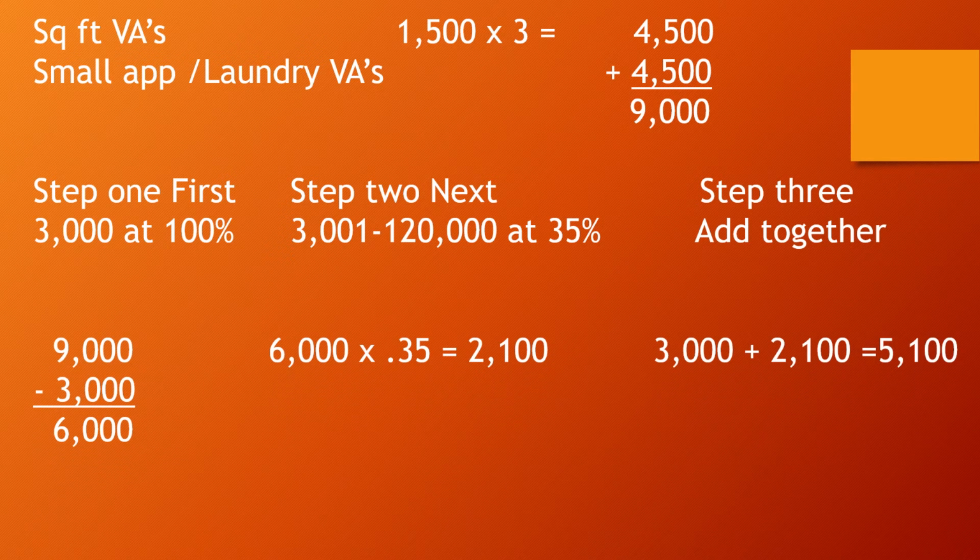Okay, so we take 9,000 for step 1. We're going to minus the 3,000 that we need to do at 100%. That's going to give us 6,000. Now we take that remaining 6,000, we multiply that by 0.35, and that's going to give us 2,100 VAs. Now we need to add those back together. We take 3,000 and we add 2,100, and that's going to give us 5,100 total general square foot and small appliance laundry circuit VAs for this load calculation.